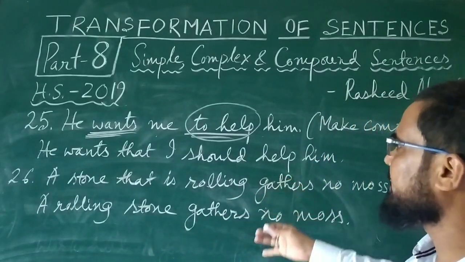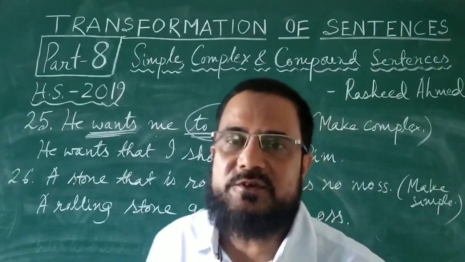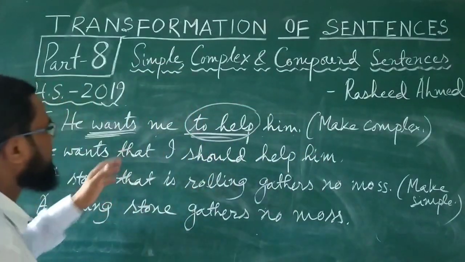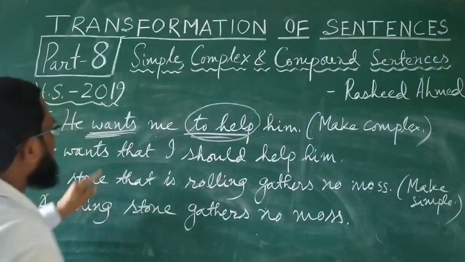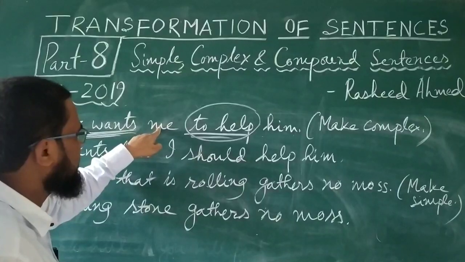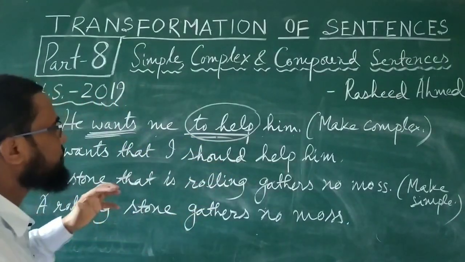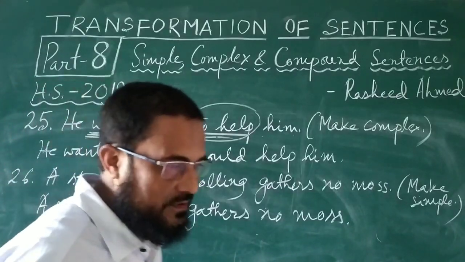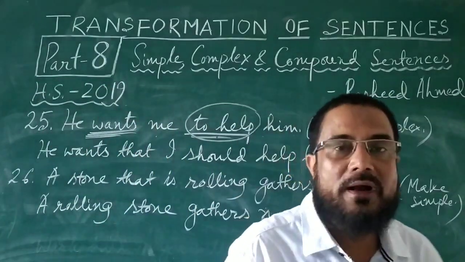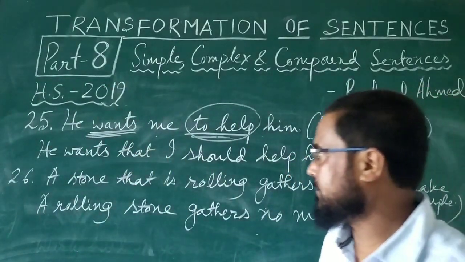He wants me to help him. He wants that me should be changed into I. He wants that I should help him. That is added, me is changed into I, to help is changed into should help. So he wants me to help him, simple sentence. The complex sentence is he wants that I should help him.